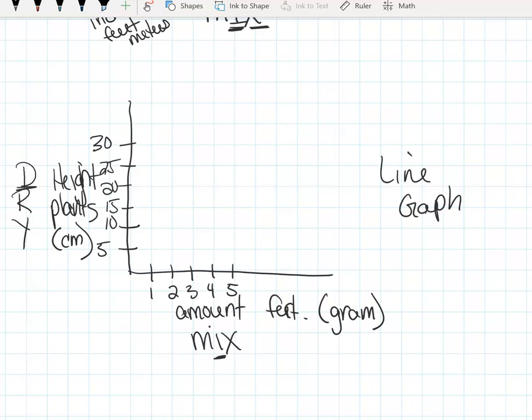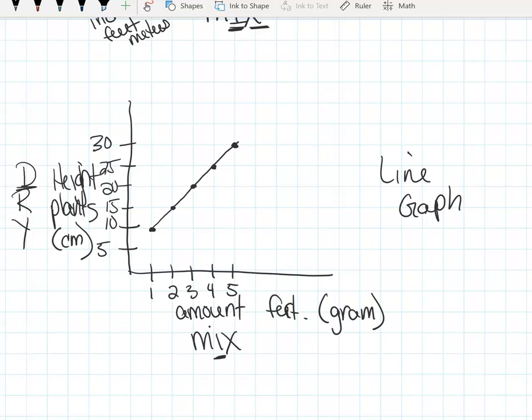Let's say that the plant that received 1 gram of fertilizer grew 10 centimeters tall. The plant that had 2 grams of fertilizer grew 15. 3 grams of fertilizer was 20. 4 grams of fertilizer was 25. And 5 grams was 30. And then we connect those. We make a line out of it.